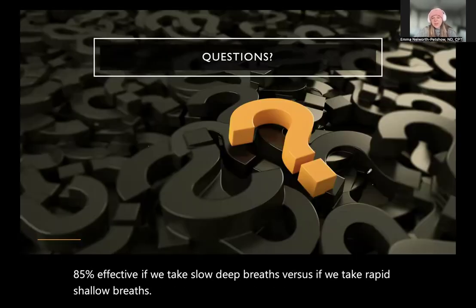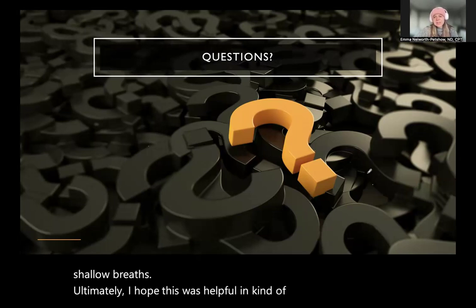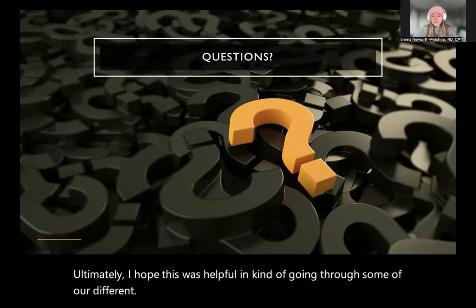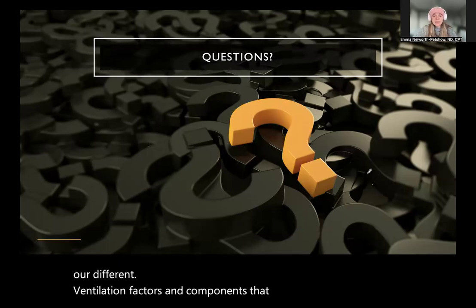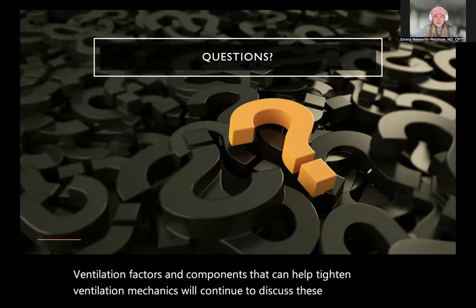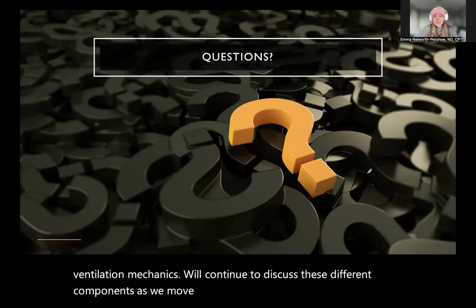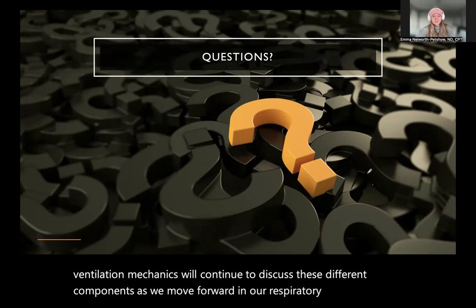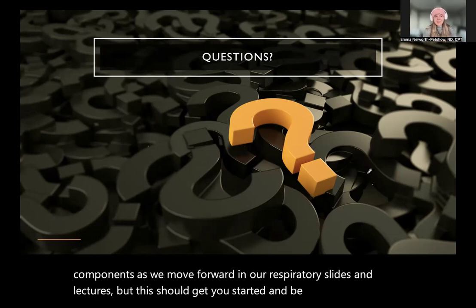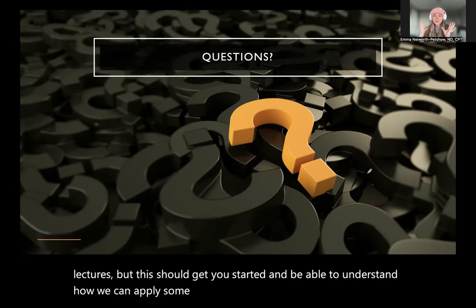Ultimately, I hope this was helpful in going through some of our different ventilation factors and components that can help tie in ventilation mechanics. We'll continue to discuss these different components as we move forward in our respiratory slides and lectures, but this should get you started and be able to understand how we can apply some of these theoretical concepts more clinically.